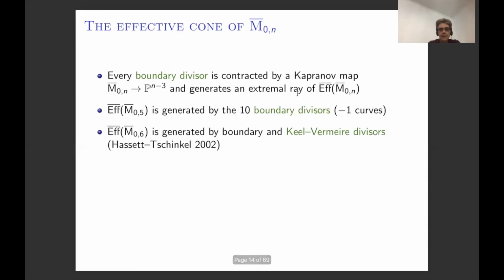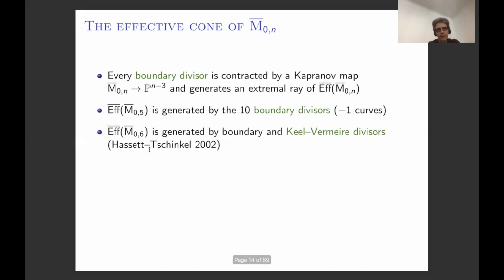When n is 6, it is not true anymore that the boundary divisors generate the effective cone. So there is a new type of divisor that appears here, the Keel-Vermeire divisor. These were independently discovered by Keel and Vermeire. These are divisors which intersect the interior of the moduli space, so the configuration space M_{0,6}. It turns out, however, that the Keel-Vermeire divisors, together with the boundary divisors, do generate the effective cone.